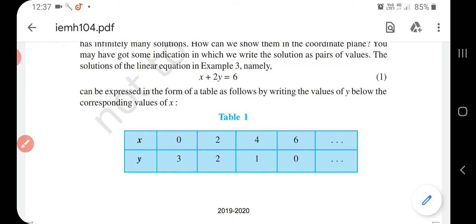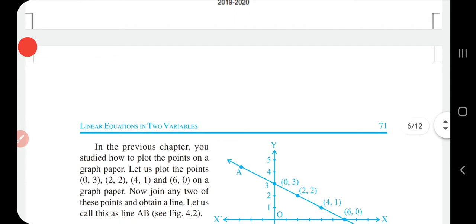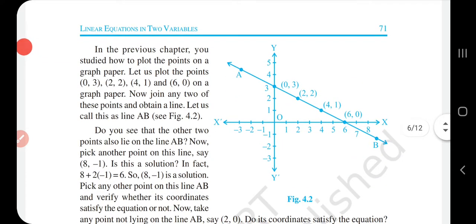You have to find so many values of x and y in this table. First of all, draw the table and write the numbers. Okay, now see, if you have to draw these coordinates on the x and y Cartesian plane, then this is a linear line, or a straight line.